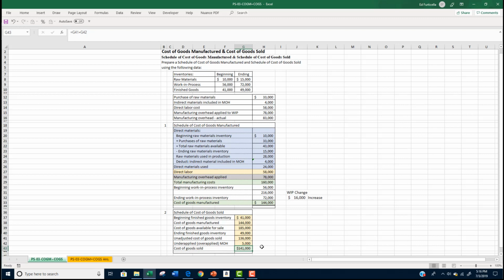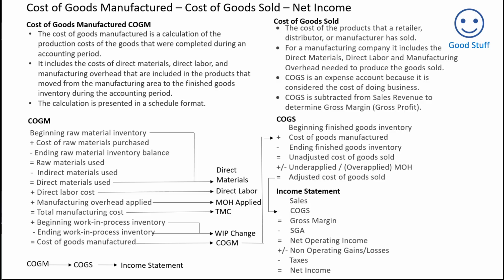Again, it's important that you see that BASE helps us solve this problem. B stands for the beginning finished goods inventory. A, we add cost of goods manufactured. S, we subtract our ending finished goods inventory. And that will equal our cost of goods sold, which is unadjusted at this point. Eventually, we'll adjust it and get the final number for our cost of goods sold. But the point is the concept of BASE can help you when you're solving problems.